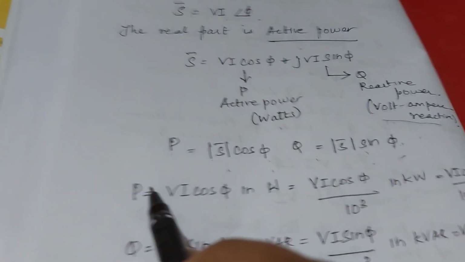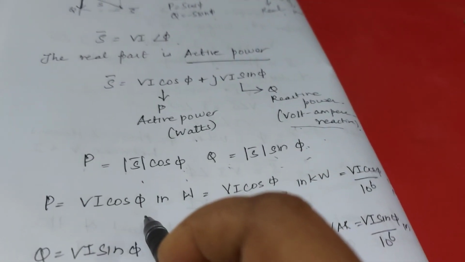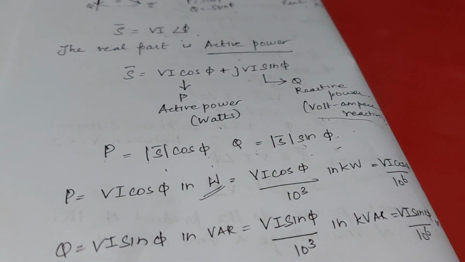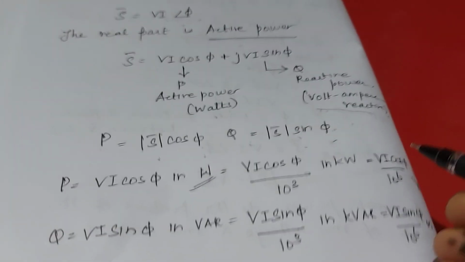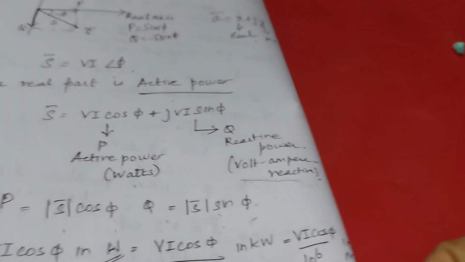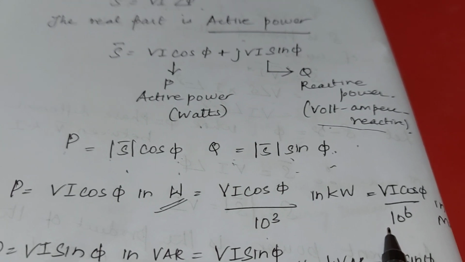Now, the active power P is equal to VI cos phi in watts. W tells you watts. Now, if I want to measure it in a higher unit, kilowatt, then I have to divide by 10 cube, which is 1000. Or if I want to measure in megawatt, then I have to divide by 10 to the power 6.